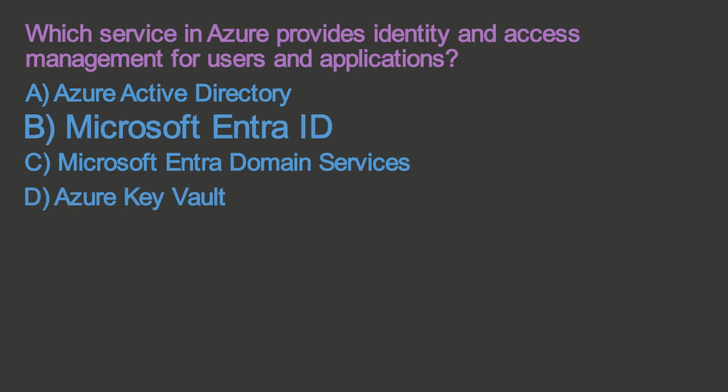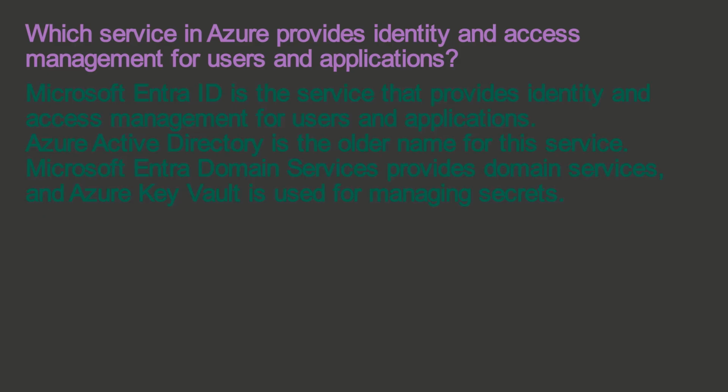The correct answer is B. Microsoft Entra ID. Microsoft Entra ID is the service that provides identity and access management for users and applications. Azure Active Directory is the older name for this service. Microsoft Entra Domain Services provides domain services, and Azure Key Vault is used for managing secrets.